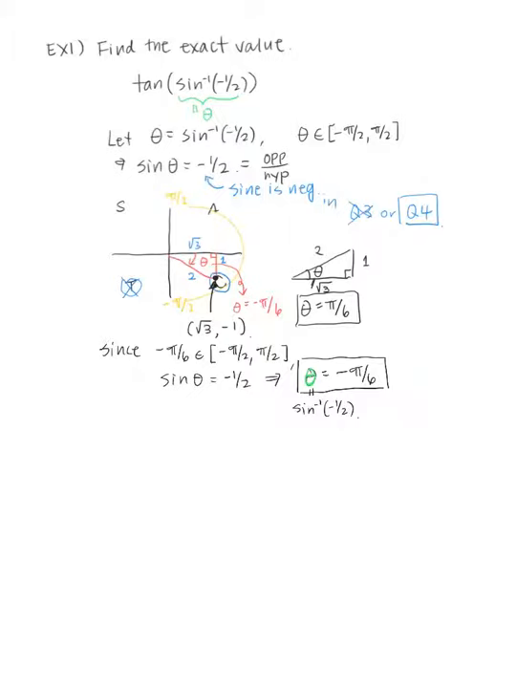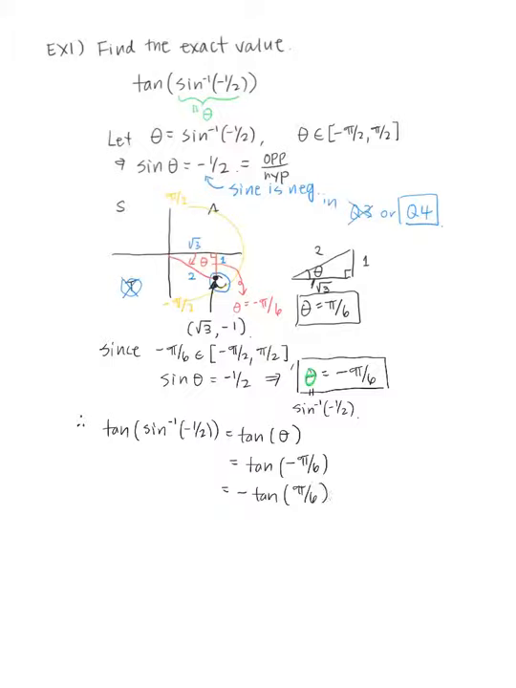Okay, so therefore, tangent of sine inverse of -1/2. This is our tangent of theta, which is tangent of negative pi over 6. Now, I don't like to deal with the negative angle. Remember, tangent is an odd function, so using the property of odd functions, you can pull the negative sign outside and just have tangent of pi over 6.